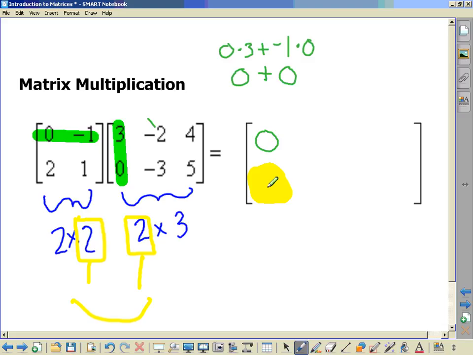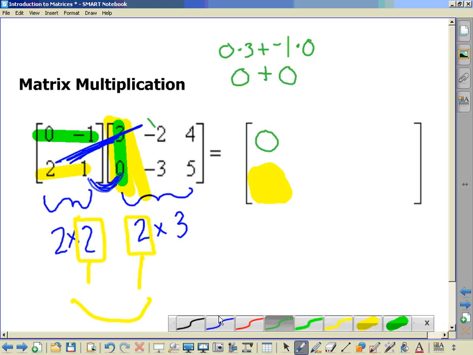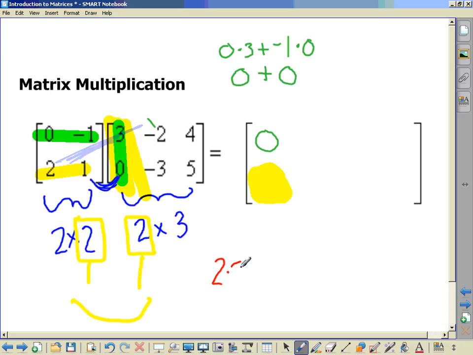Let's think about that. To get the answer or the element in row 2, column 1, you're going to take row 2 times column 1. Okay? And you're going to do, just like we did the last time, 2 times 3 plus 1 times 0. That's 6 plus 0, 6.